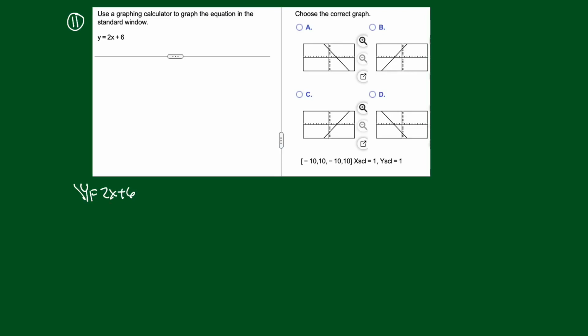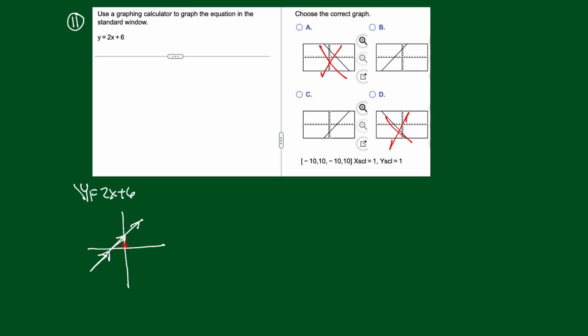Now, when I press graph, I get something that looks like this. So I can rule a couple of these out right away. As I look left to right, the graph is increasing. So I can rule out this one. That one's going down. I can rule out this one. That one's going down.